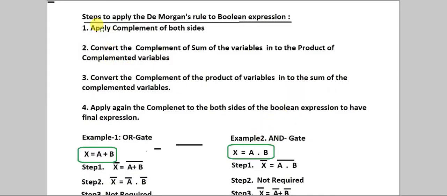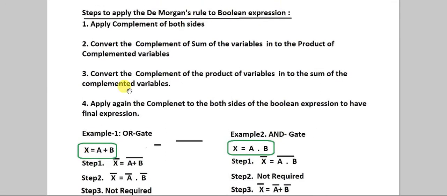Now let's go through quickly what are the steps when you want to apply it to a certain logical expression. There are 4 steps involved, in between total 3, but 2 of them convert OR to AND or AND to OR. These are the steps that need to be applied when using De Morgan's theorems on any Boolean expression. First of all, apply the complement. Let's say there is a logical expression here. This is some logic example. We are saying that x is equal to A or B, some Boolean expression, which is a typical OR gate.